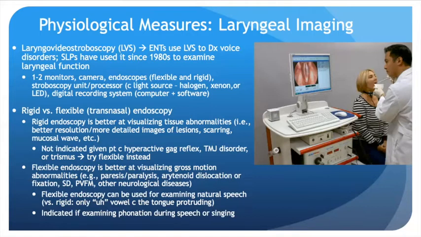Flexible endoscopy, however, is done transnasally through the nasal cavity with a flexible endoscope. So you can visualize naturalistic speech. It's basically the same as the FEES. You've got the transnasal endoscope looking at the larynx from above. And with flexible endoscopy, you can look at gross motion abnormalities, so paralysis, paresis, arytenoid dislocation or fixation, signs and symptoms of spasmodic dysphonia or tremor, paradoxical vocal fold movement, other neurological diseases. And it's good for examining naturalistic speech and singing as well.